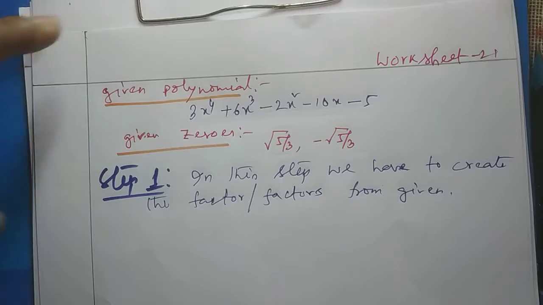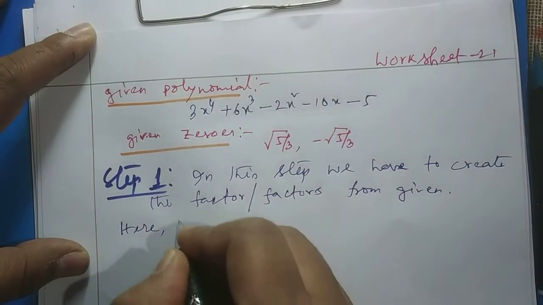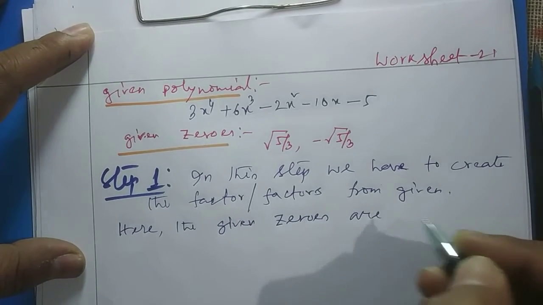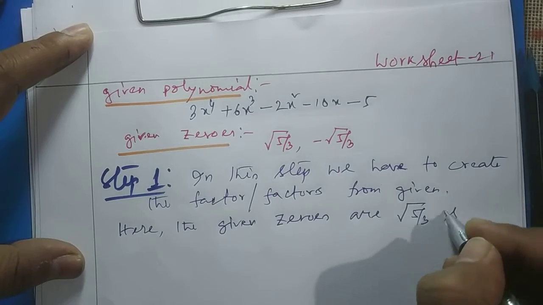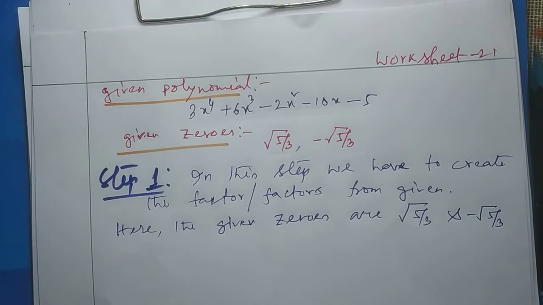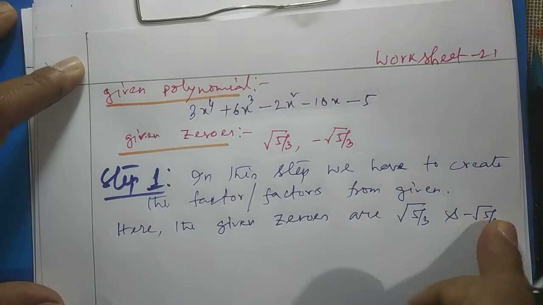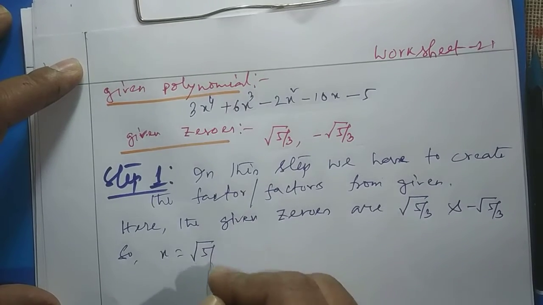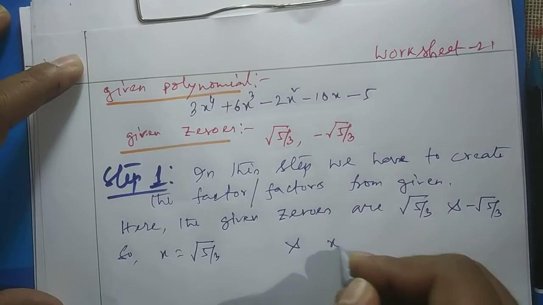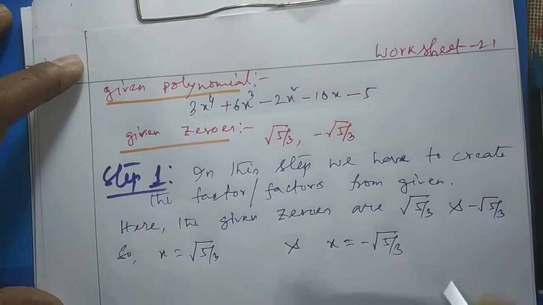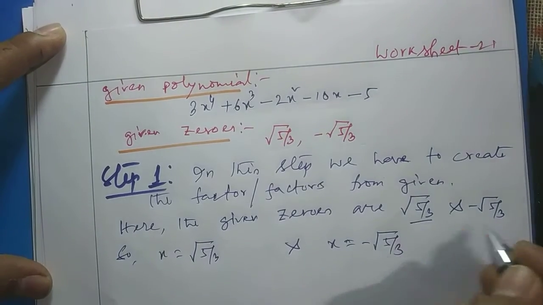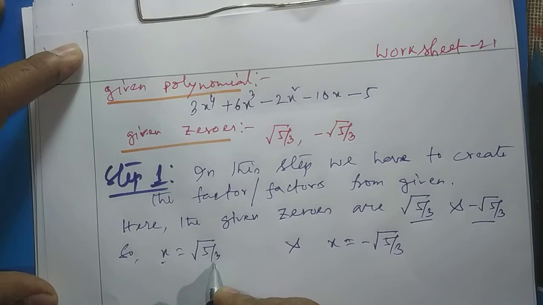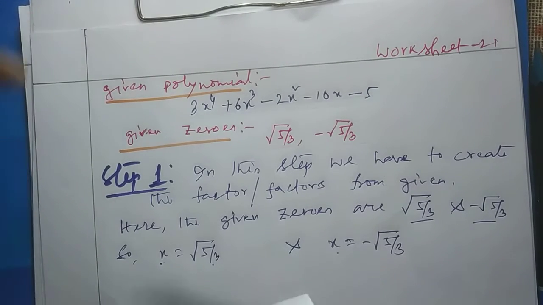Understood? Now here the given zeros are root over 5 by 3 and minus root over 5 by 3. Correct? Since they are the zeros, we can say x will be equal to the first zero. At the same time, x will be equal to the second zero. Again I am saying, since they are the zeros of the given polynomial, we can say x will be equal to root over 5 by 3 and x will be equal to minus root over 5 by 3.